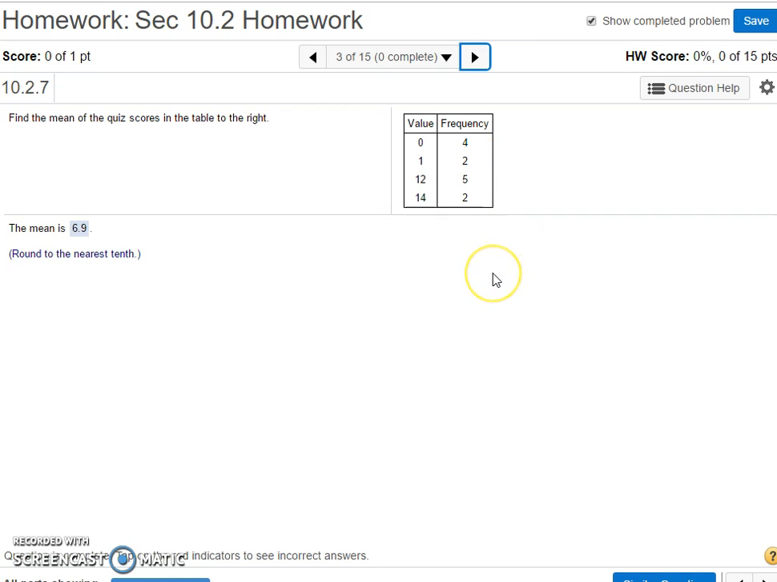I would then have to divide that by the total number of data points, 4 plus 2 plus 5 plus 2. So that's going to be 13.